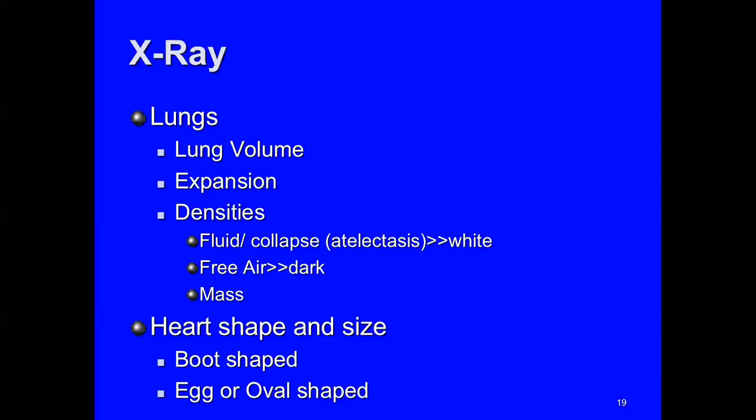We can also see the lungs. In the lungs, we can see the lung volume and the expansion of the lung, whether there is retraction or expansion, and also densities, whether there is an opaque shadow, blackish in color, or whitish in color, and the appearance of gases. We can also see whether there is fluid accumulation or collapse of the lung, and we see the density with the help of X-rays.